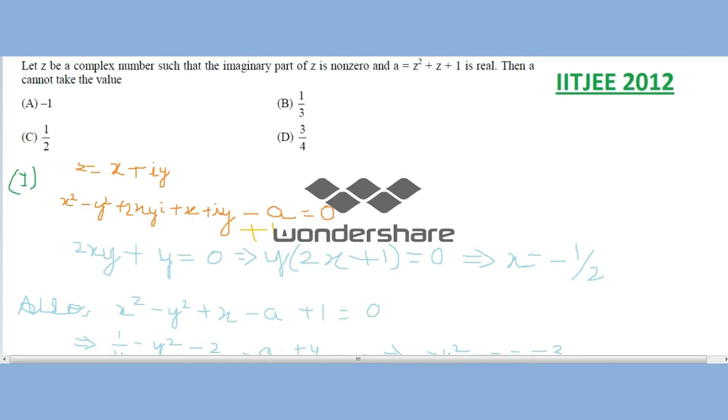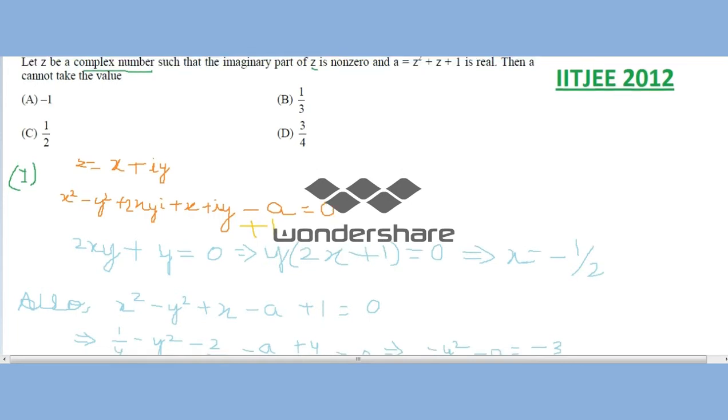Then it's a single correct question, and we have to find the value of a that a can't take. We have to find that particular value which a can't take. So the thumb rule says that we simply put z equals x plus iota y. Why? Since this question is from complex numbers, if nothing is striking the mind, then the thumb rule is to put z equals x plus iota y.